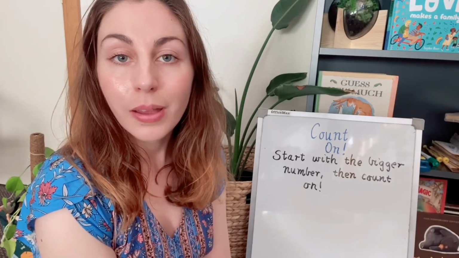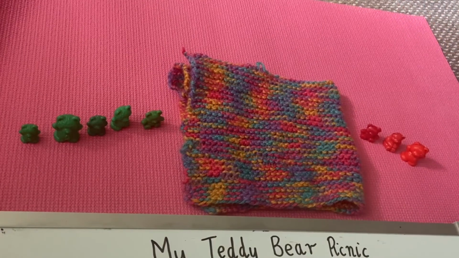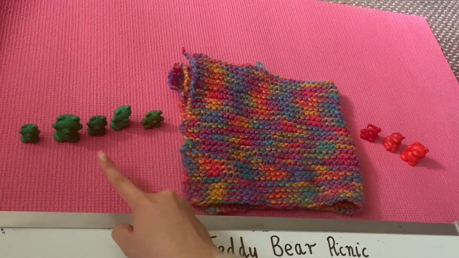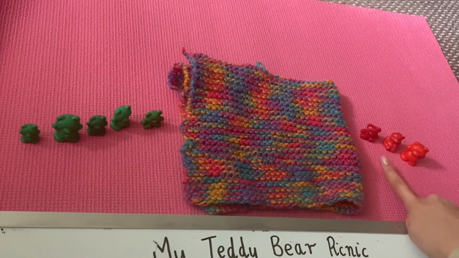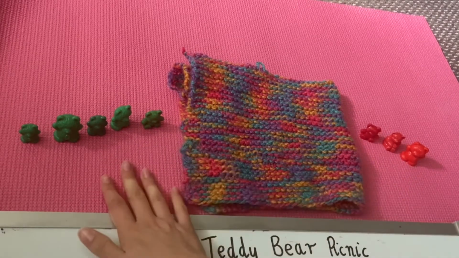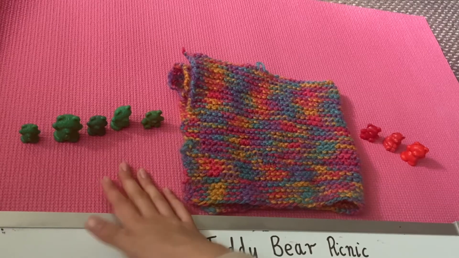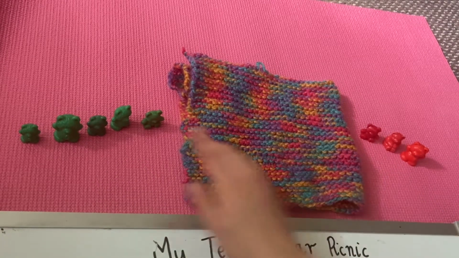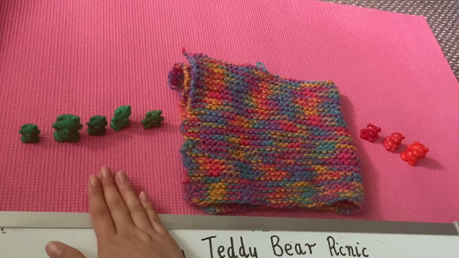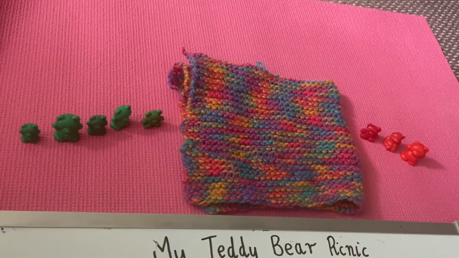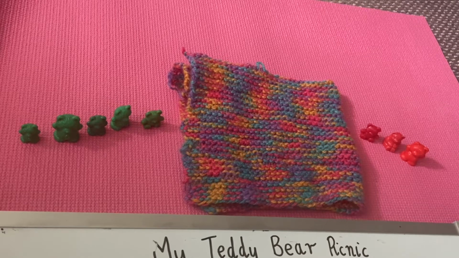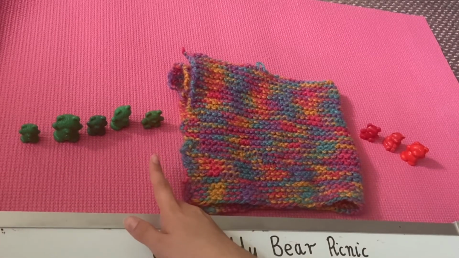I'll show you now how I do it. So here are my teddies that are going on my first teddy bear picnic. I've got this green family over here and this red family. This green family is bigger than this red family, so I'm going to start with this one because when we're using count on, we always start with the bigger number or the bigger collection. That way it's faster.